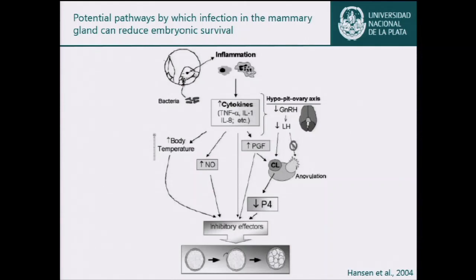Also, some explanation could be the increased body temperature and nitric oxide production by the cytokines. And all this would somehow explain this important reduction that we see in the conception rate before and after the insemination when a cow has clinical mastitis compared to a control cow.